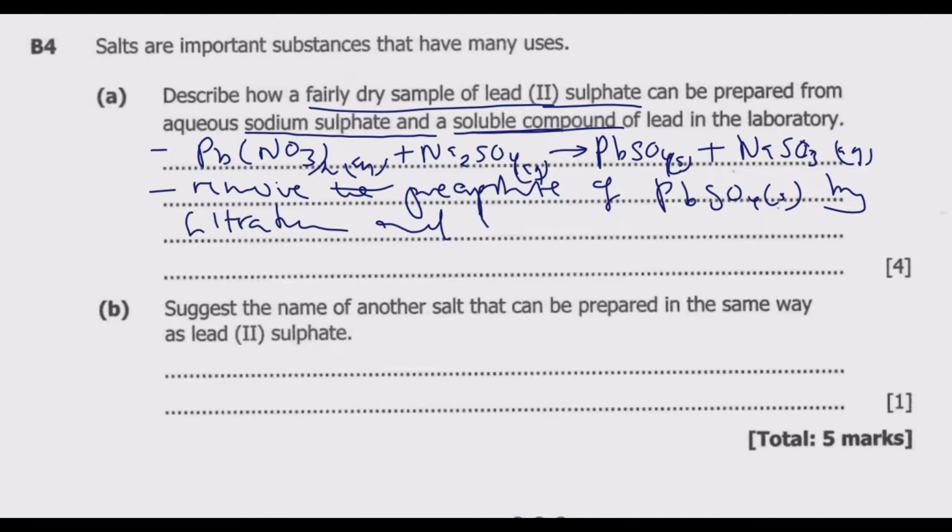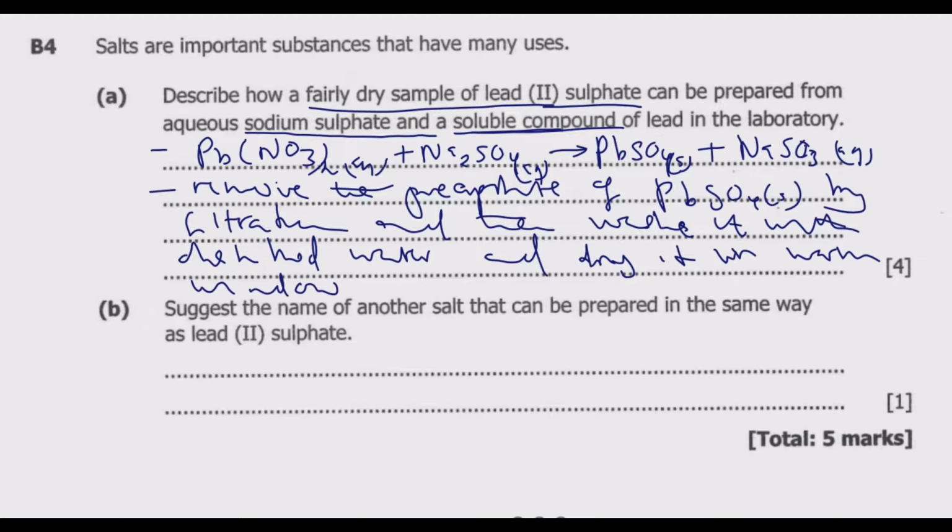And then you wash it with distilled water. After you wash it with distilled water, you dry it in a warm environment such as a window sill or low oven. Then you get the fairly dry sample of lead sulphate.